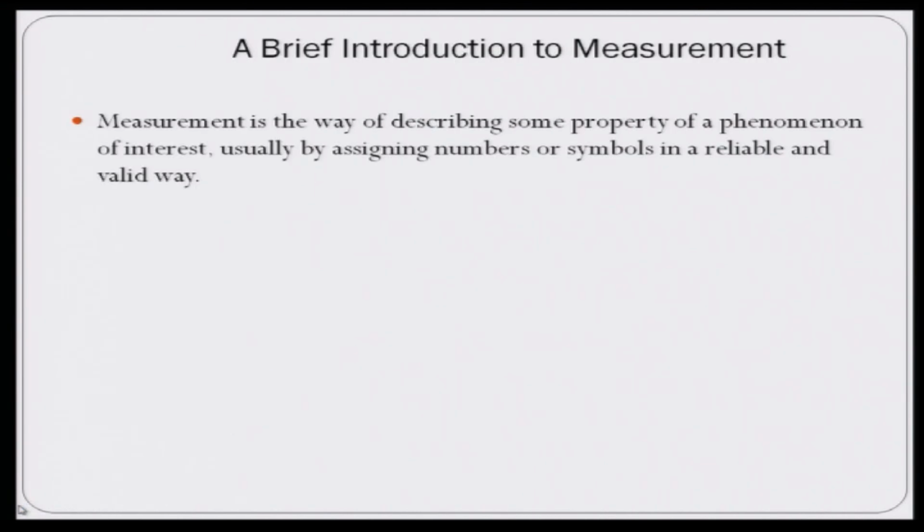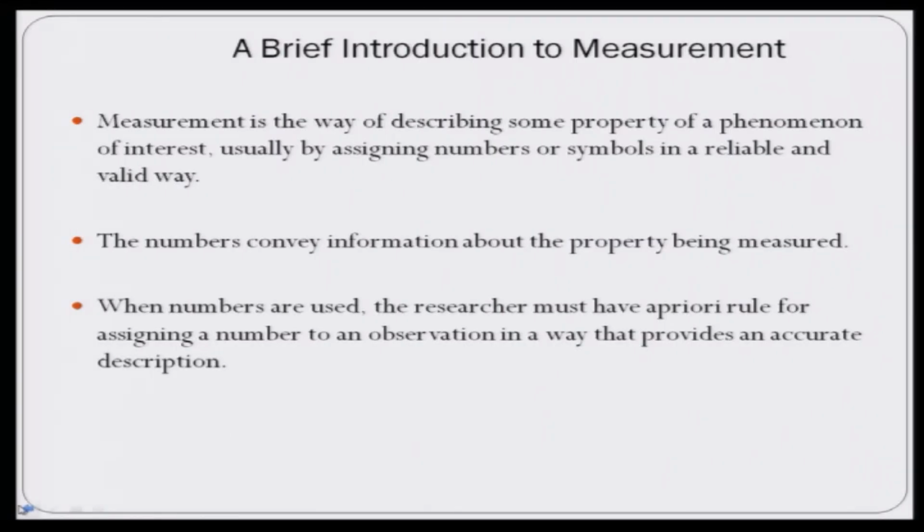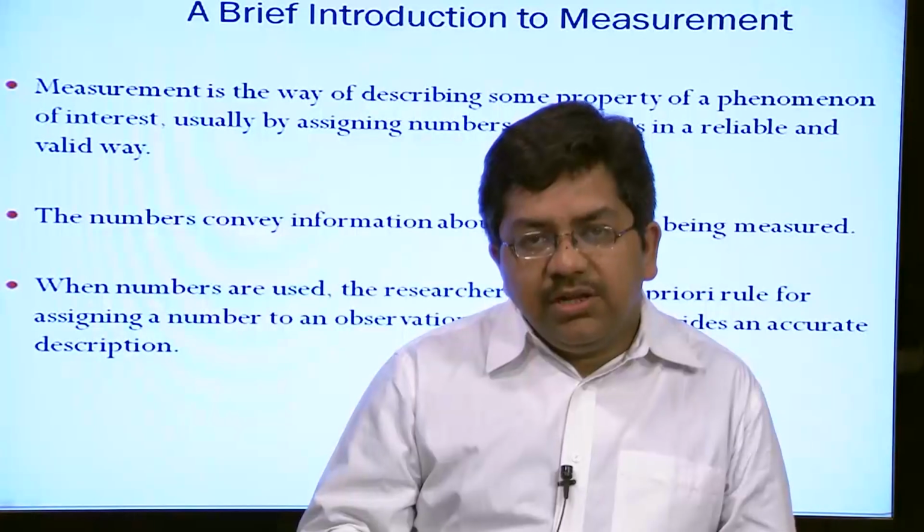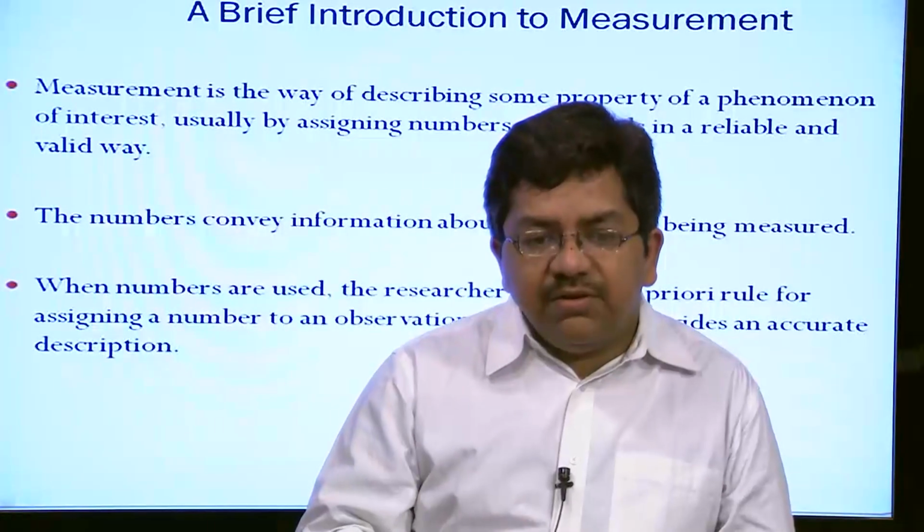So, a brief introduction to measurement. Measurement is the way of describing some property of a phenomenon of interest, usually by assigning numbers or symbols in a reliable and a valid way. So, what is measurement? Measurement is a process wherein we try to assign an object or entity a symbol or number based on some pre-decided rule. This should be done in a reliable and a valid way.